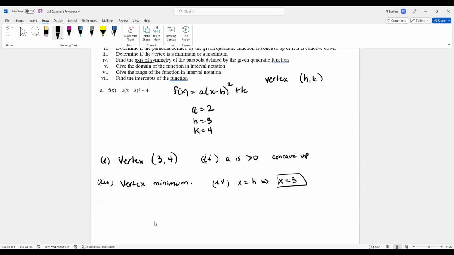Fifth part of the question, give the domain. Well, this is a parabola, and even though we don't know what it looks like, if we look at the function, there's no restrictions on x. There's nothing that we're not allowed to plug in. So the domain, like many other instances, is all real numbers.